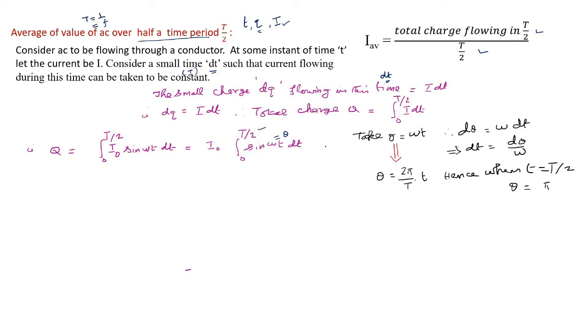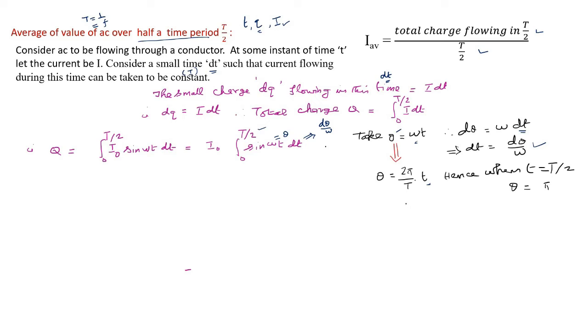Take theta as omega t, then differentiate: d theta is omega dt. For a given AC, omega is constant. So for dt you can substitute d theta by omega. Also theta is omega t, and omega is nothing but 2 pi by capital T, into this small t. But when you put this small t as t by 2, you will get theta as pi.